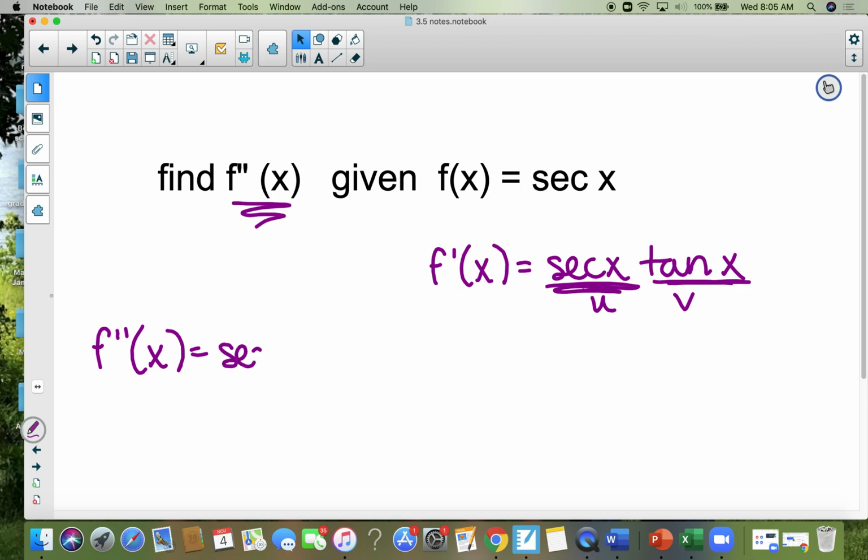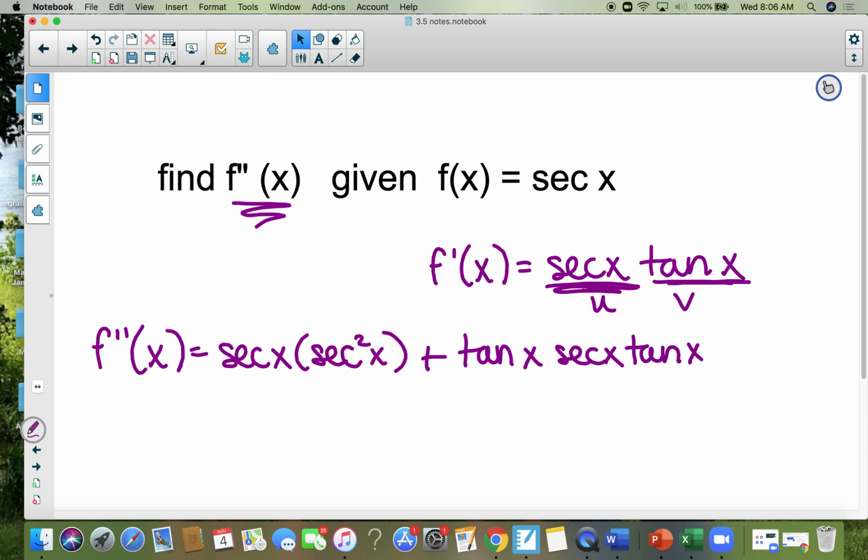So it's the secant of x times the secant squared x, because that's the derivative of tangent, plus the tangent of x times the derivative of secant of x, which is secant of x tangent of x, which gives you secant cubed x plus secant of x tangent squared x.